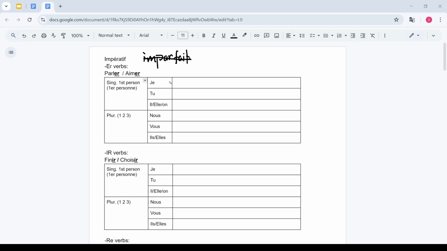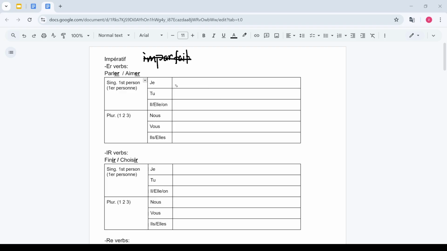So what is the impératif mode? The impératif mode is giving an order. It's like when parents tell their children, go to your room or do your homework. This is what we're doing. We are giving a command or giving an order. So that's the goal of using impératif.